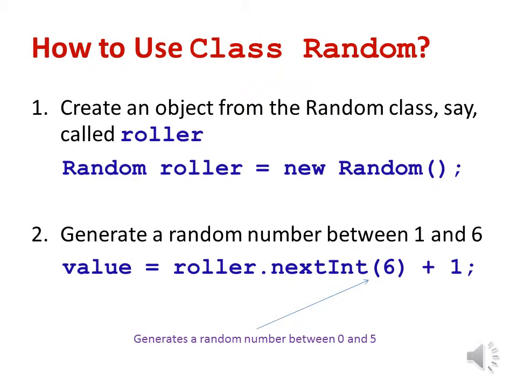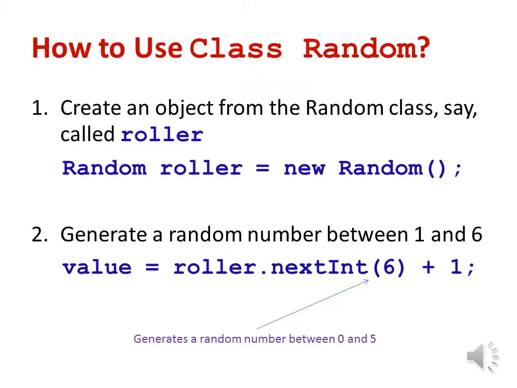There are two steps in using the class Random to generate a random number. Step 1. Create an object from the Random class, say called roller. Then we have the statement Random roller = new Random(). Step 2. Generate a random number between 1 and 6. This is done through the statement value = roller.nextInt(6) + 1.